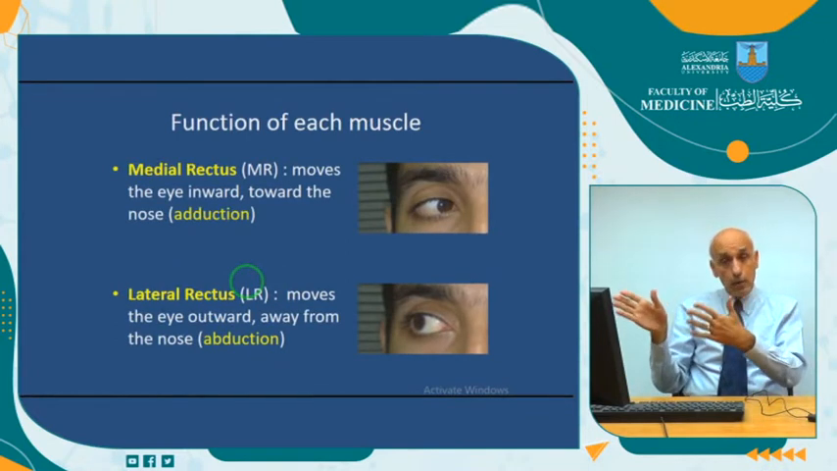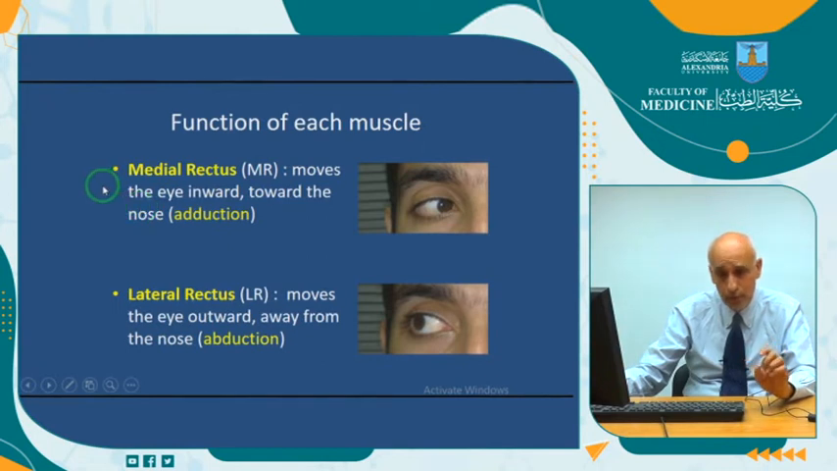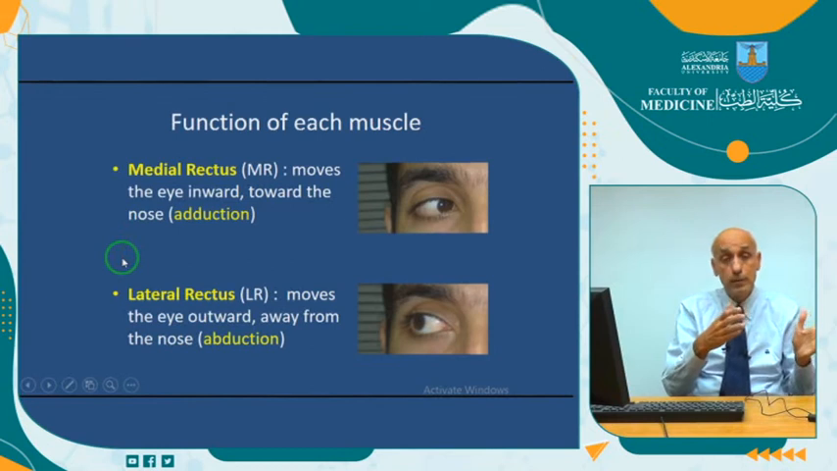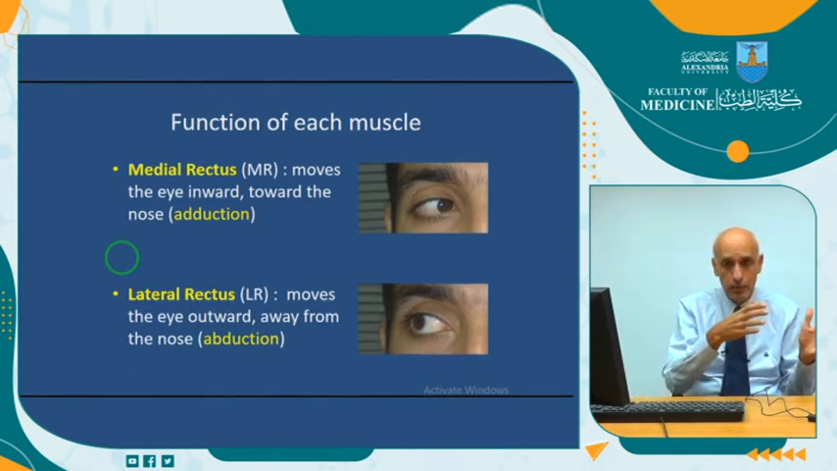When you look inward, it is the function of the medial rectus only. It moves the eyes inward towards the nose. And by the way, I forgot to tell you, some of these slides are courtesy of Dr. Amr Kamshushi, and I'd like to thank him for this. When you move outward, it is the lateral rectus that does this function, which we call abduction. So in abduction, you have only one muscle.